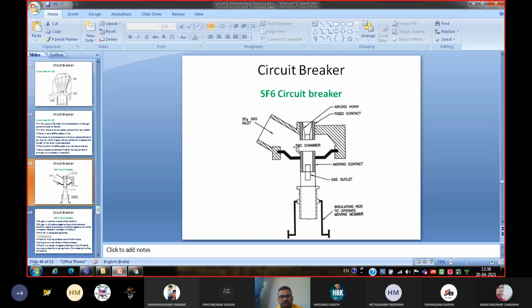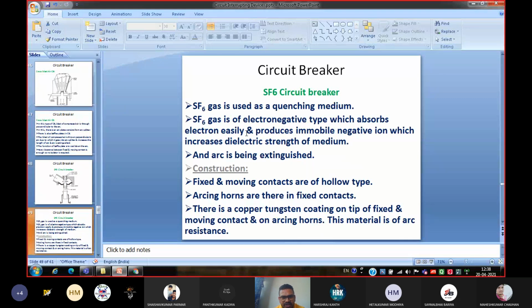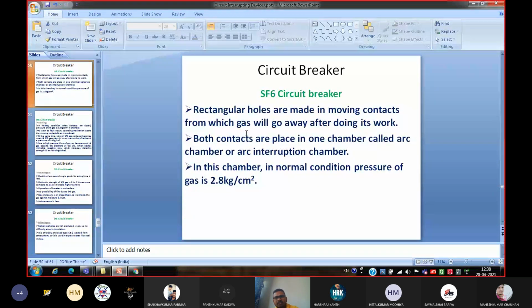Now the pressure of the SF6 gas in normal condition, that is, when the fault is not there. In normal condition, the pressure of the SF6 gas is 2.8 kg per centimeter square. So this is the basic construction of the SF6 circuit breaker.